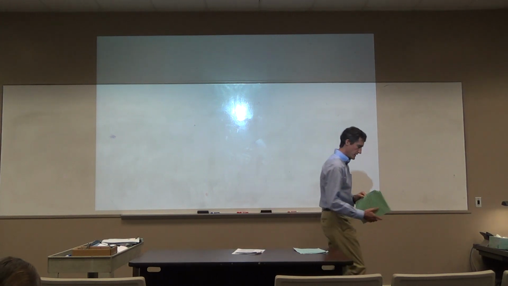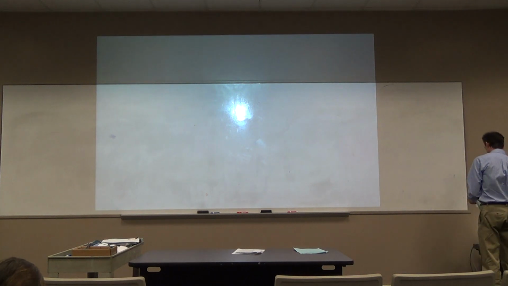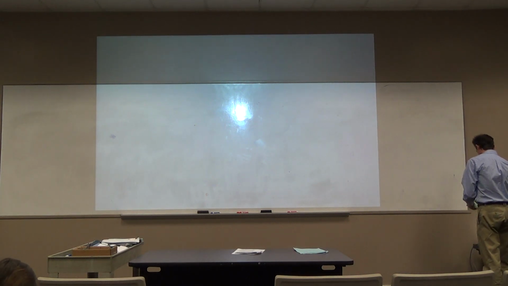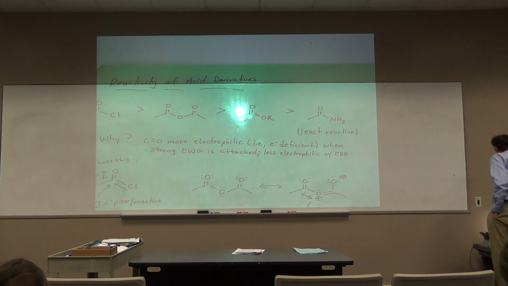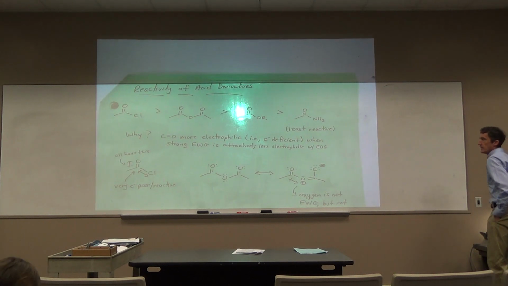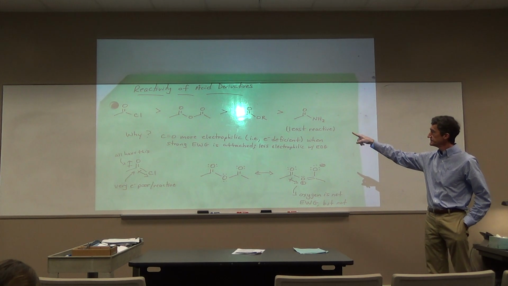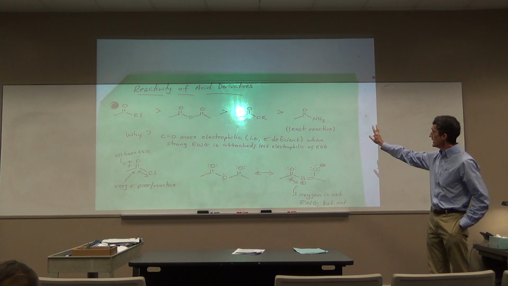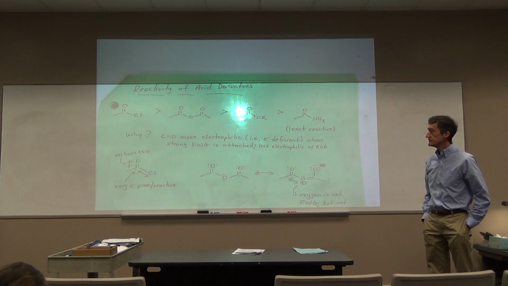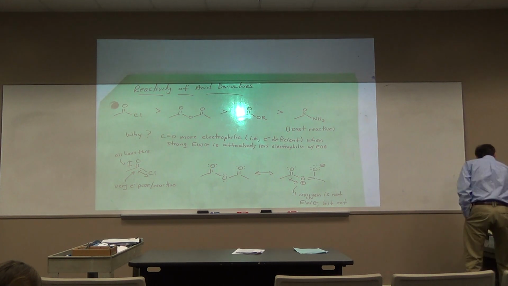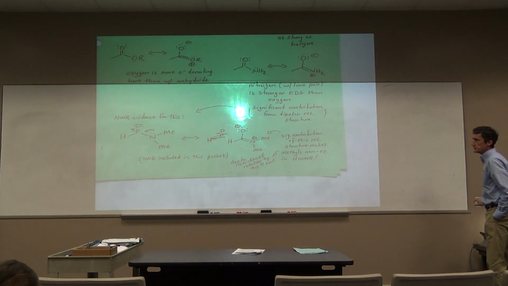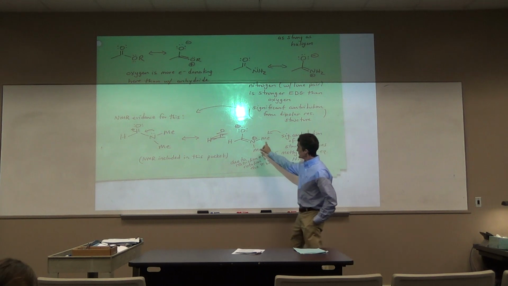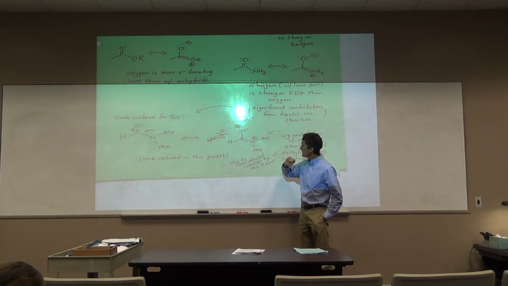Okay, green. We talked about reactivity of acid derivatives. Acid chloride's most reactive, anhydride next, ester, and then the amides are least reactive. We talked about why. With amides, the nitrogen is a strong donator by resonance. So this resonance structure contributes a good bit to the overall structure.